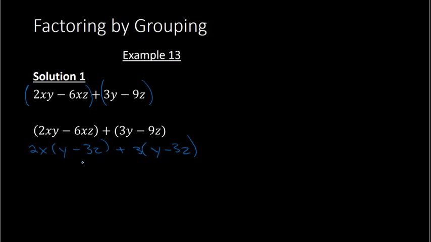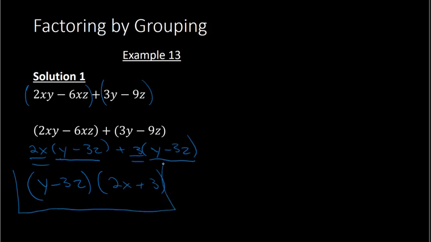So notice what I've done. I now have two things in parentheses that are the same, which means I can pull those out. I can factor out this and this. So when I pull that out, I have y minus 3z on the outside. In parentheses, I have a 2x and a plus 3. So my answer, when I factor, would be y minus 3z times 2x plus 3.